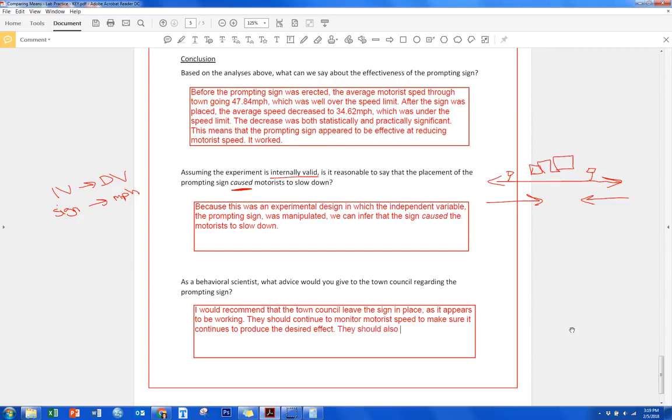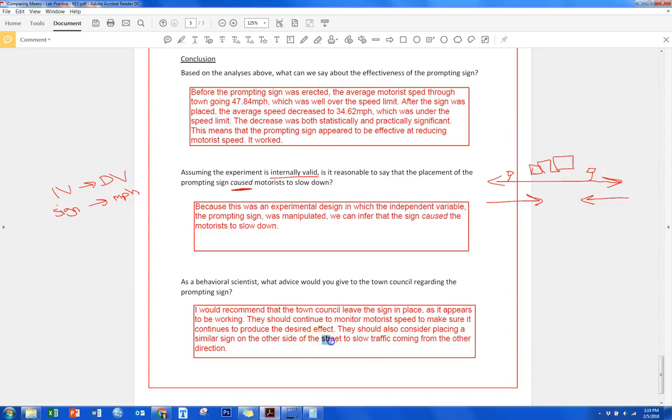They should also consider placing a similar sign on the other side of the street to slow traffic coming from the other direction. Probably not a bad idea. So they could give that a shot as well. So motorists going this way, motorists going this way, and they can see how things go.